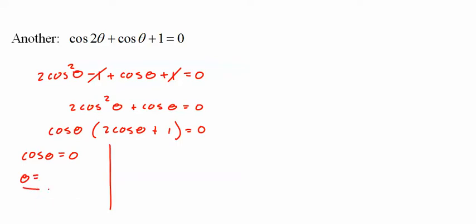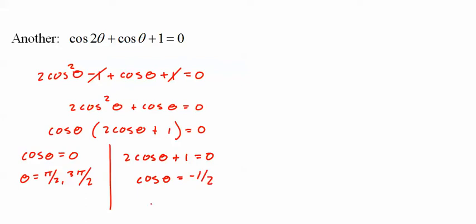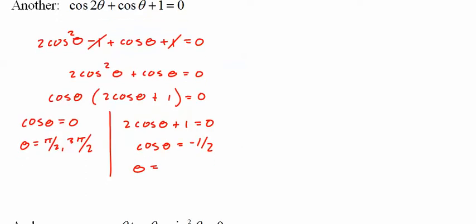Theta equals pi over 2, 3 pi over 2. That's not done, so I'm not going to underline it. 2 cosine of theta plus 1 equals 0. Cosine of theta equals negative 1/2. That happens at 2 pi over 3, 4 pi over 3.